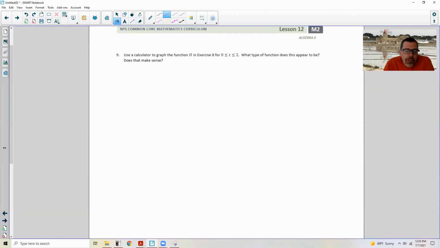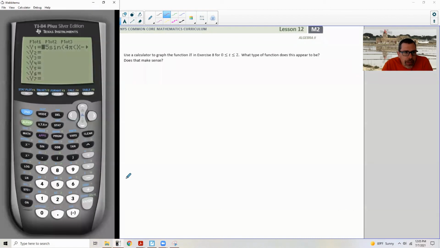Okay, page 13 brings us to number 9, and it says to use a calculator to graph the function h in exercise 8 for t equals 0 to 2. What type of function does this appear to be, and does that make sense? So I get my calculator out. I've already entered it. We'll go through it. 25 sine of 4 pi times x, think of that as t, minus 0.125, which is an eighth, minus the sine of 4 pi times x minus 5 over 24.